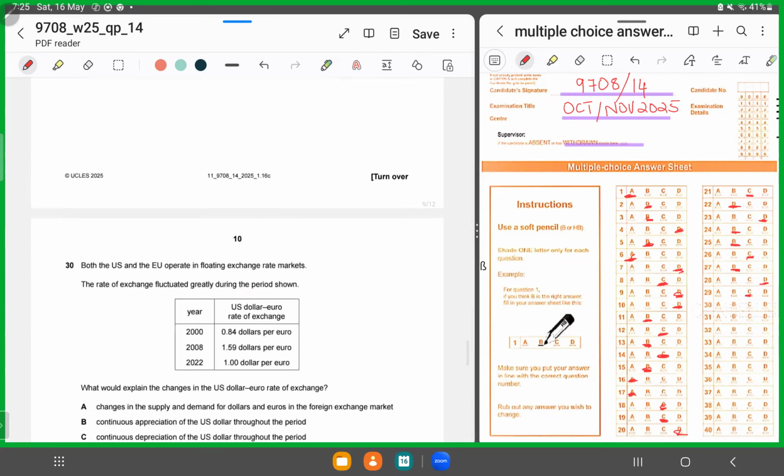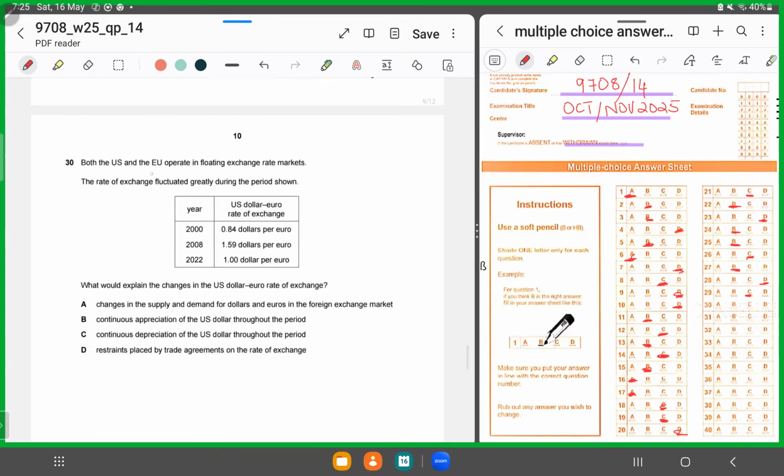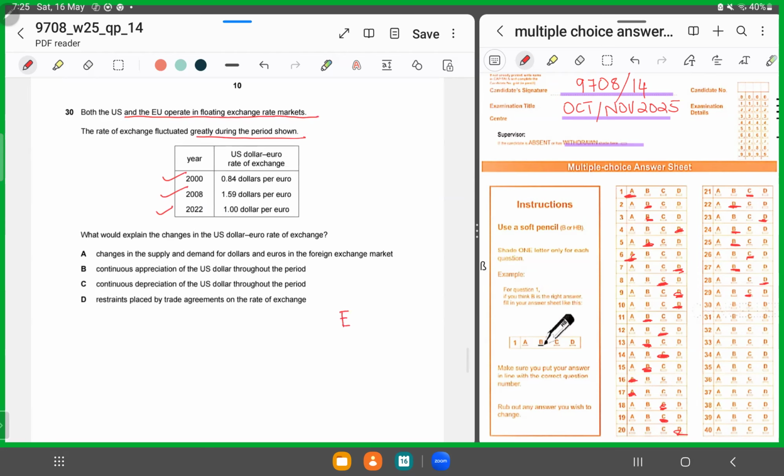Last MCQ for today, MCQ number 30. It talks about how both the US and the European Union operate in floating exchange rate markets. So they leave the determination of the exchange rate to free market forces. Now they're saying the exchange rate fluctuated greatly between this period from 2000, then 2008, then 2022. What happened if I list it down? The euro and the dollar. Now notice what had happened. 1 euro was initially equal to 0.84, then it was 1.59, then it became equal. So now notice what happened.